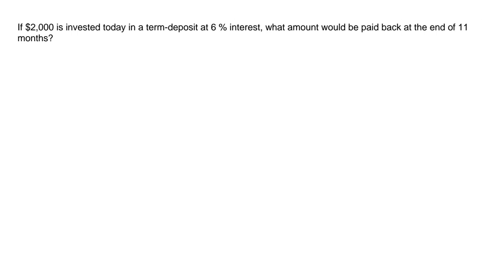If we have 2,000, it's invested today. The pen always works a little bit different in this program than it does in the other, so bear with me here. Okay, so $2,000 is invested, so that's our principal. At a term deposit at 6% interest, so let's convert that to a decimal right away, that's our rate. What amount would be paid back at the end of 11 months? So we want to find amount.